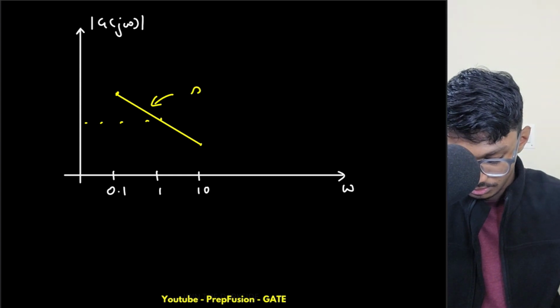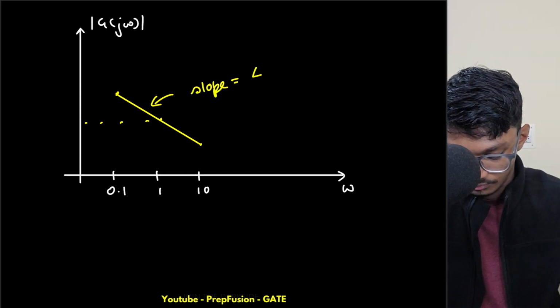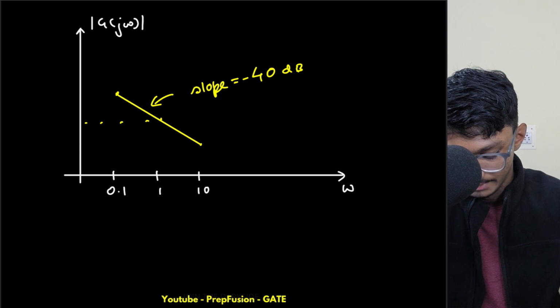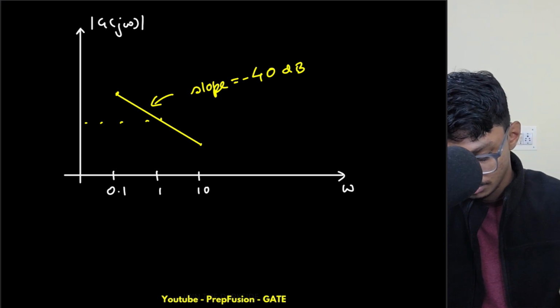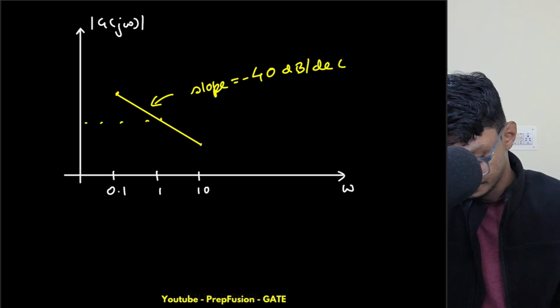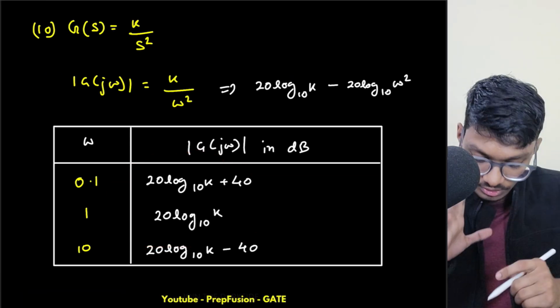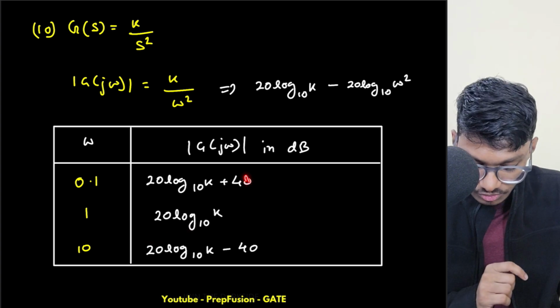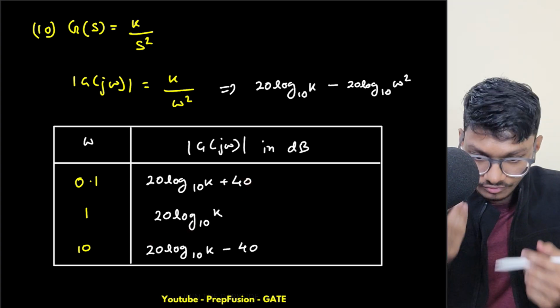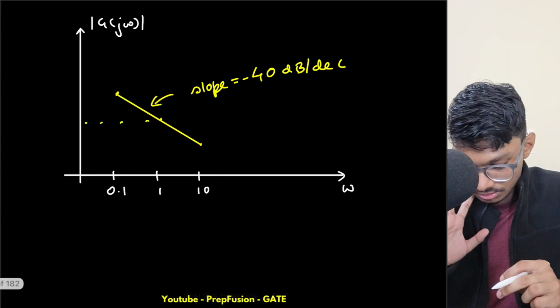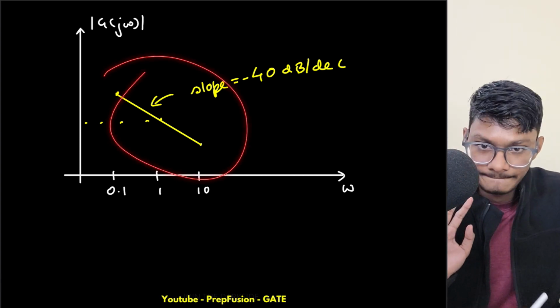The slope is minus 40 dB per decade. As we can observe from the calculation itself, it is reducing every decade by 40 dBs. So obviously our slope will decrease like this.